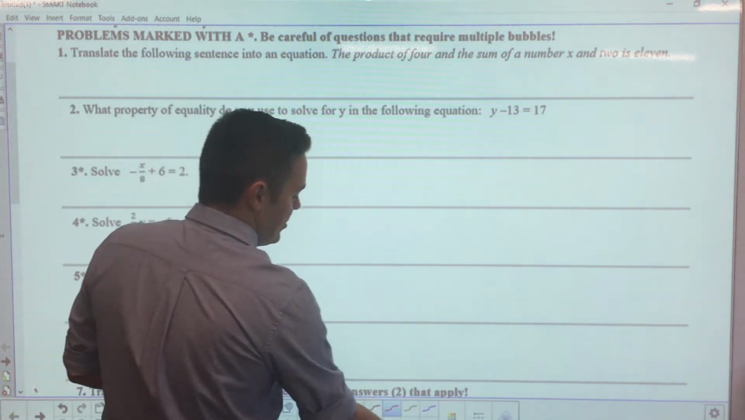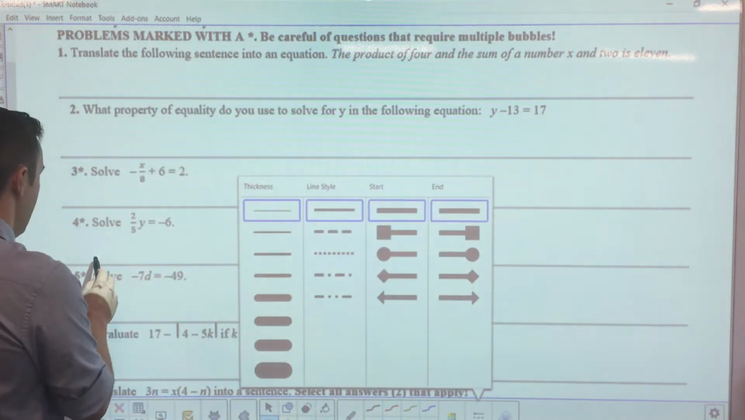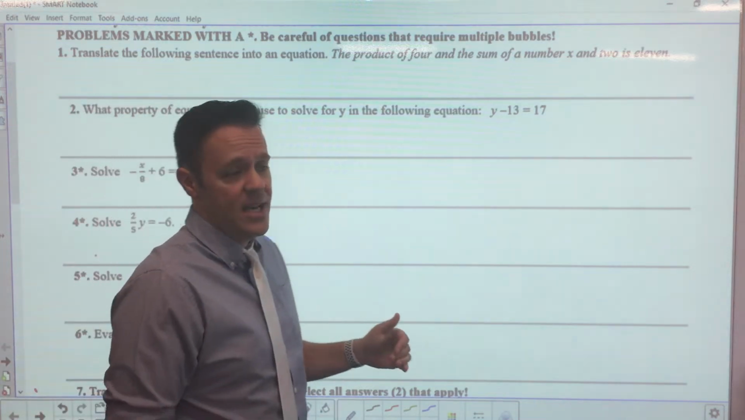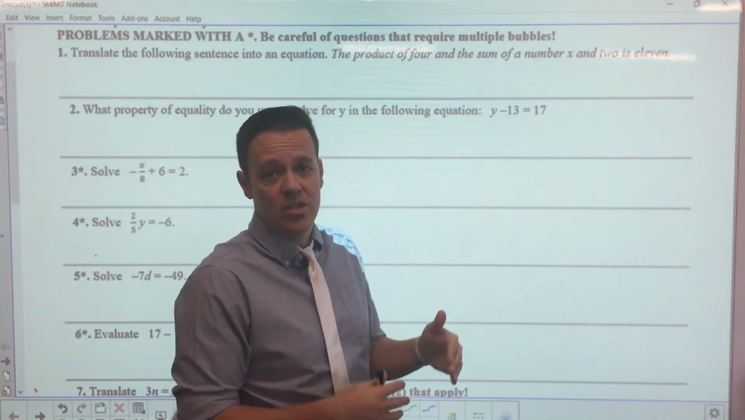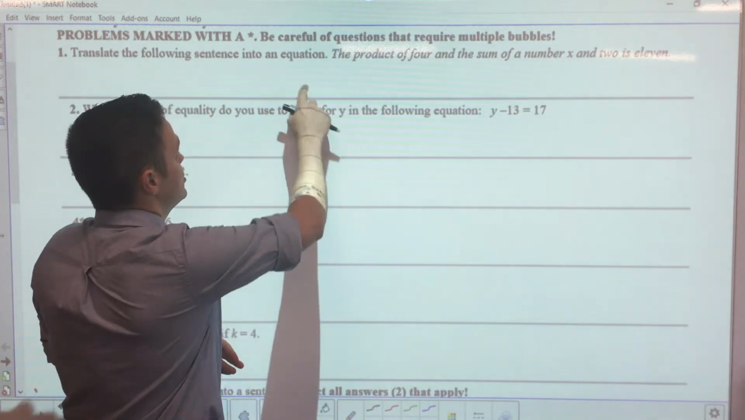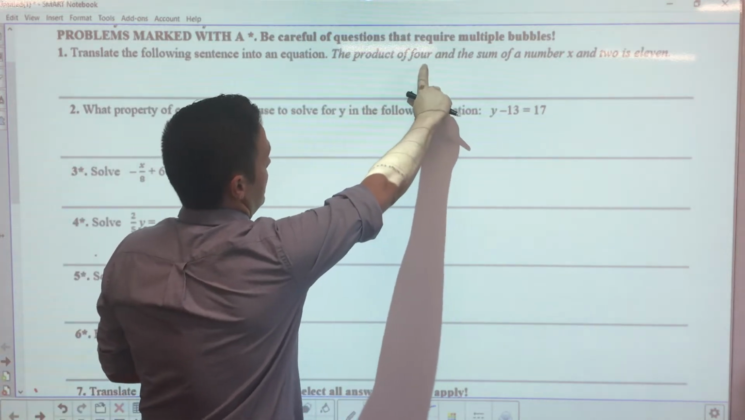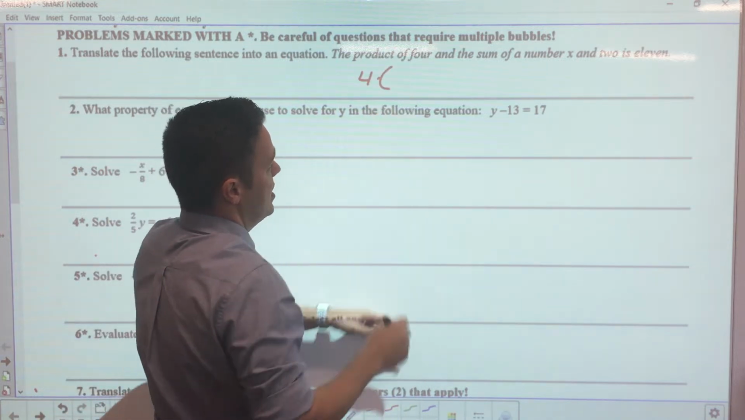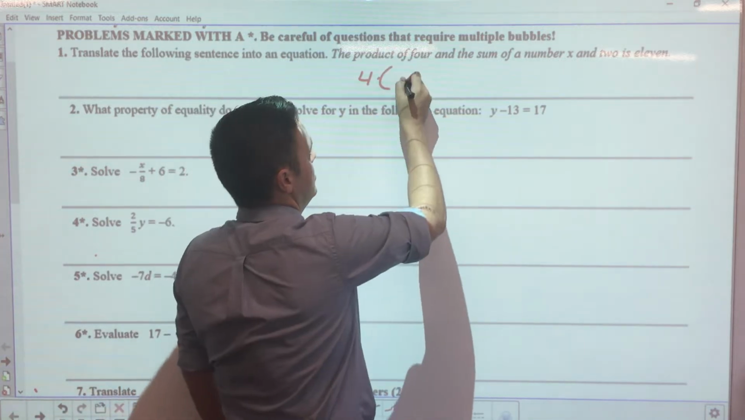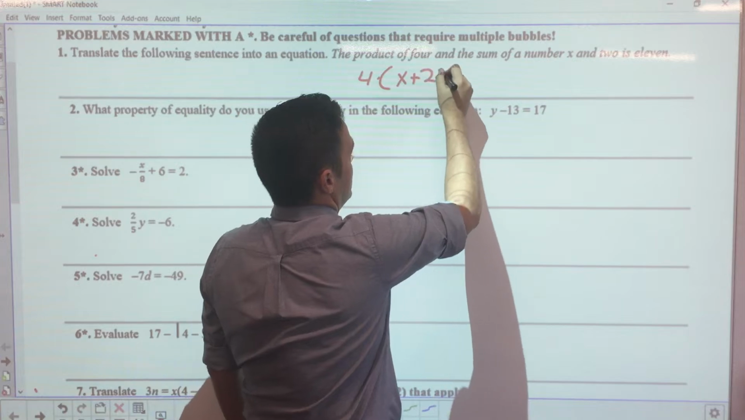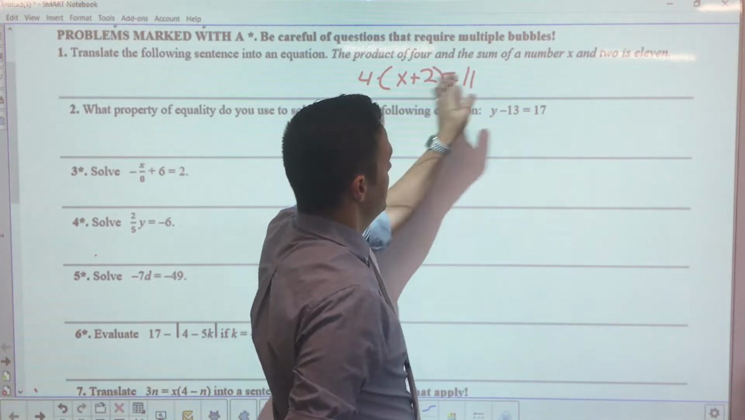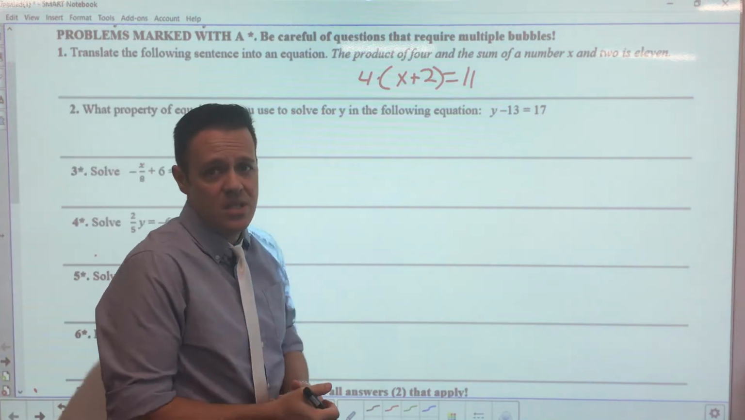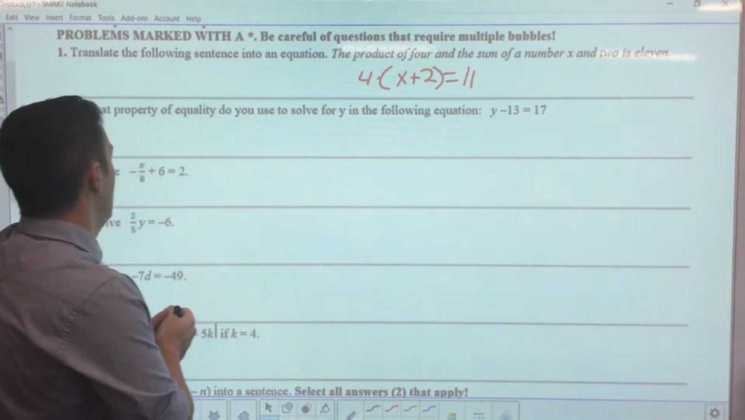So that way I can get it out this morning and make sure that you guys have the opportunity to look at this. So this is like the test or the quiz. I took the questions, rewrote it like we've done in the past. So let's talk about it. Write this equation out. The product of 4 and the sum of a number x and 2 equals 11. Pretty much how it's written out, okay? So if you guys want to make notes of these on your own notes, please do.